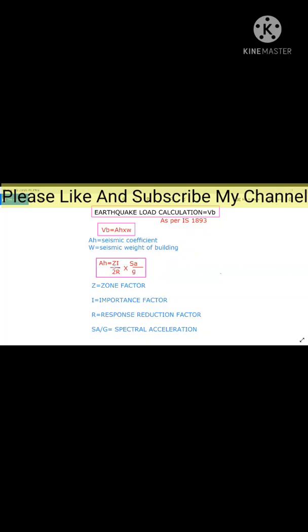So now Z, we got it from where we are calculating it. We know the importance factor now. We know the response reduction factor. Now what is this Sa by g and upon which factors does it depend? So now we will learn something about that. Okay.